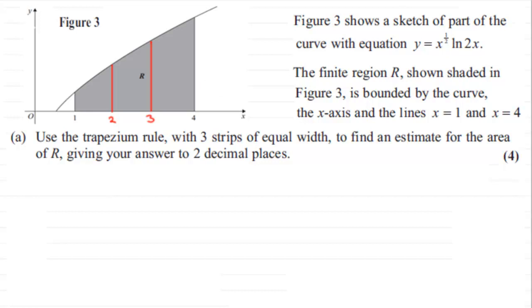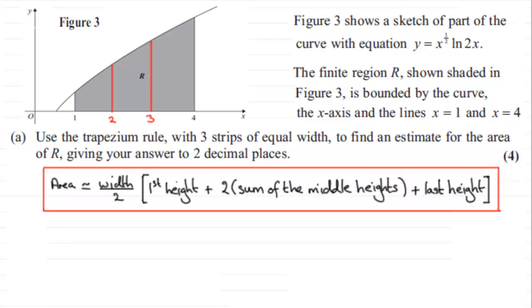Okay, so what is the trapezium rule? Remember, you can always get tutorials on this on my website, ExamSolutions.net. But briefly, what we have is that the area is approximately the same as the width of any strip. Okay, they're all going to be equal, and that width in this example is going to be 1, divided by 2, and then you do the first height, that would be this height in this example, plus twice the sum of all the middle heights, so we'd add these heights together and then double them, and then plus the last height, this height up here.